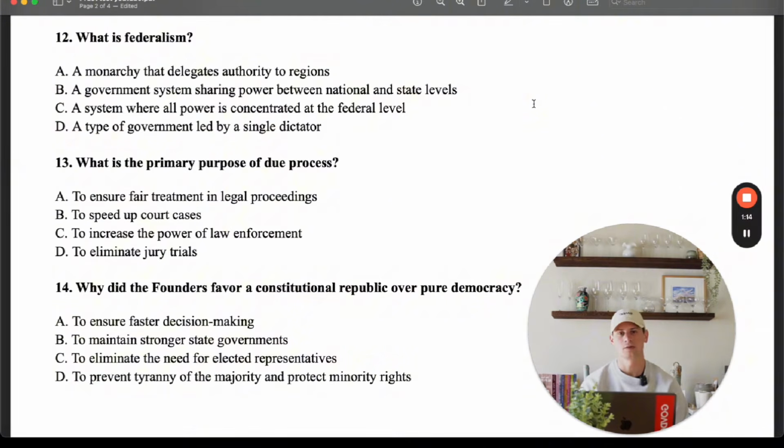Now, I don't want you to get confused here because the word federalism has the root word federal in there, which means a national or a central government. But the system of federalism in the United States is the division and the sharing of power between a national government and state governments. That is the system that we have in the United States, and the answer here is B. A government system sharing power between national and state levels. Now, you as a citizen of the United States have to follow state law, but you also have to follow federal law simultaneously. That is a really good example of federalism in real life.